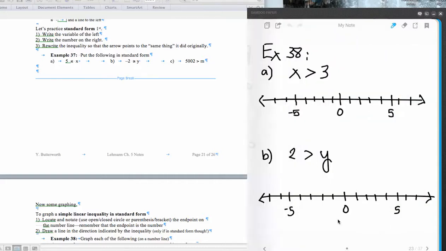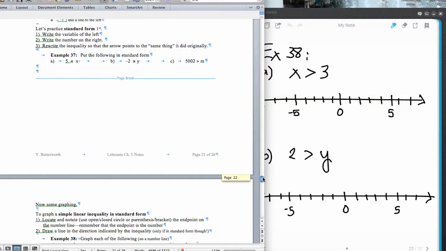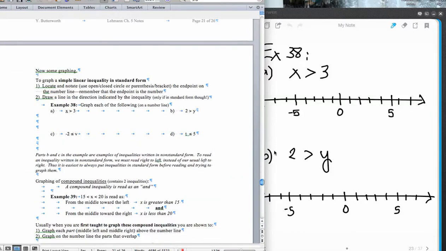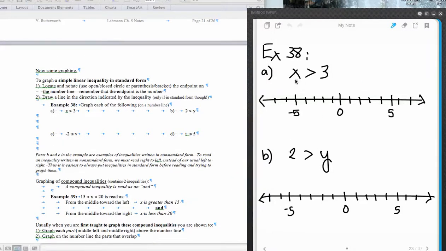Now our next thing is to graph these inequalities when they're in standard form. So the first thing that we're going to do when we see a standard form inequality is locate the endpoint. This is my endpoint, the 3. So I'm going to locate the 3 right here on the number line. And now I'm going to read this. X is greater than 3. So 3 is not included, so I'm going to put a parenthesis on 3, and then I'm going to draw the line going to the right here, just like that. And that's the graph of this. Now, Lehman will show an open circle on the 3, but I'm going to use this notation because that will go into our interval notation.